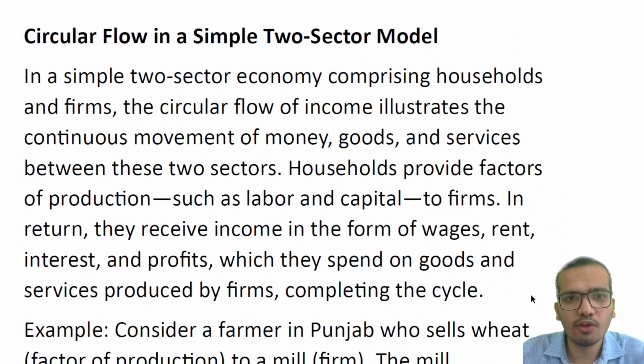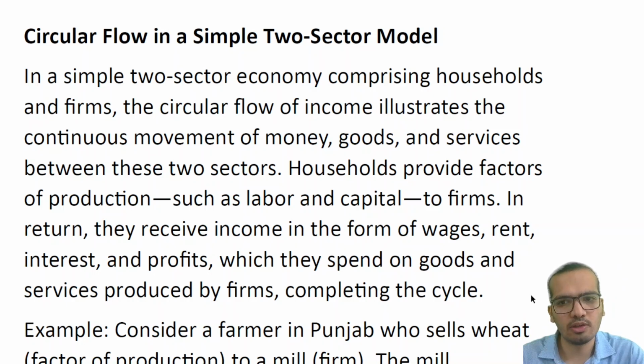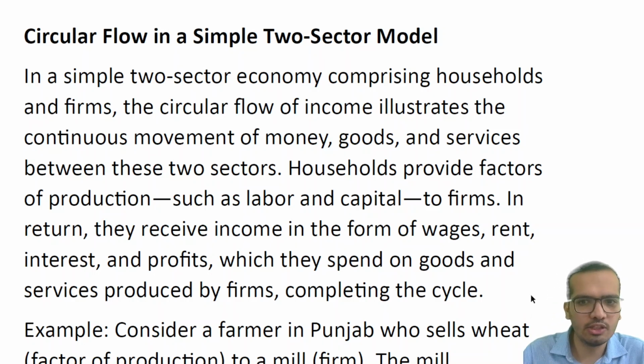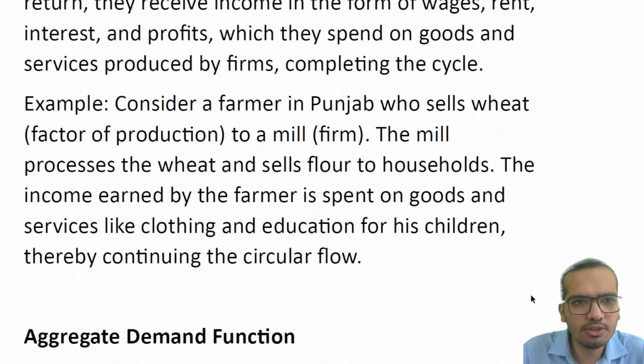Then comes circular flow in a simple two sector model. So in a simple two sector economy comprising of households and firms, the circular flow of income illustrates the continuous movement of money, goods and services between these two sectors. Households provide factors of production such as labor and capital to the firms, and in return they receive some money in the form of wages, rent, interest and profits, which they spend on goods or services produced by the firms, completing the overall cycle. Here comes an example.